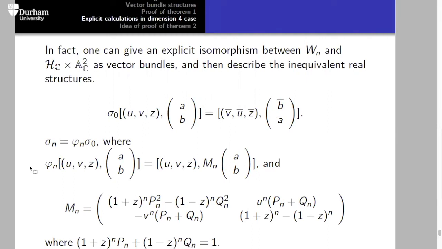I take 1 plus z to the power n and 1 minus z to the power n. These are relatively prime, and therefore I can find polynomials Pn and Qn in z where (1 plus z) to the power n times Pn plus (1 minus z) to the power n times Qn gives me 1. Using these polynomials, I can write a matrix which defines an example of an automorphism phi n, which will define sigma n. There can be others, but this is one way of doing it.